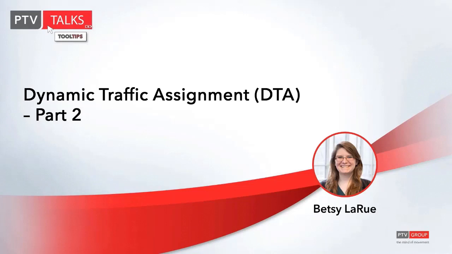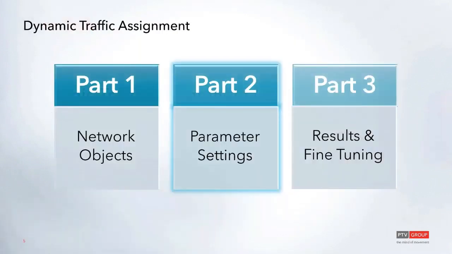So first up, again, is the dynamic traffic assignment. We're going to continue on from our session last time and take a look here at part 2. Last time on ToolTips, we took a look at the different network objects associated with DTA. So we looked at nodes and creating zones and parking lots. And today we're going to look at all of the different parameter settings. And then next time we'll take a look at actually running the model, looking at results, and then doing some fine-tuning.